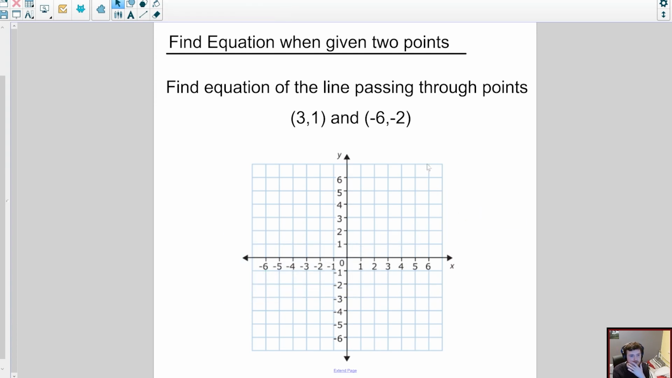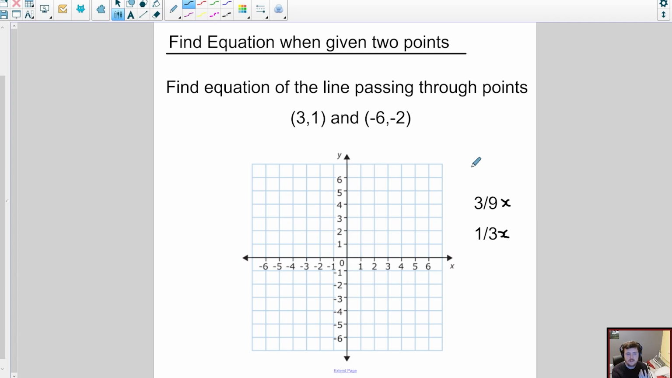If we don't get the graph and we can't just plot the points, what we would do is the change in y over the change in x. So how do I get from 1 to minus 2? There's a difference of 3. And how do I get from 3 to minus 6? That's a difference of 9. So we've got 3 divided by 9, which when we simplify will become 1 divided by 3. And so that is our 1 over 3x again, but now without any graphical knowledge.